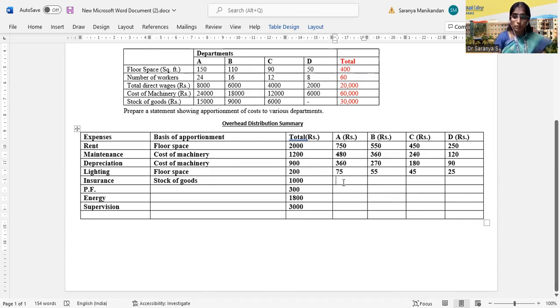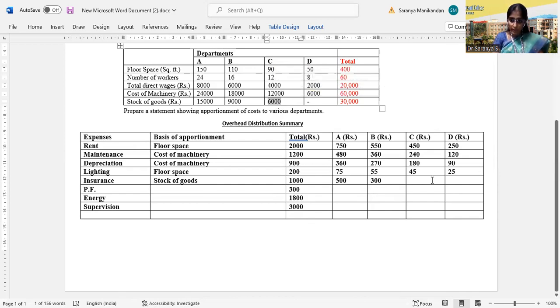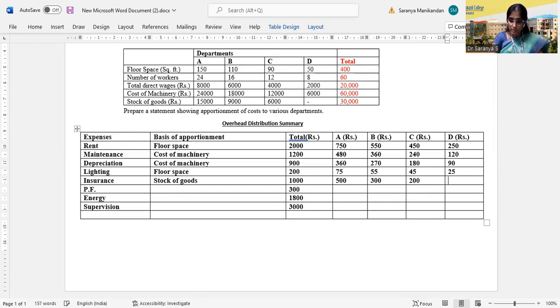1,000 into 15,000 by 30,000. So how much you will get? 500. Okay, then 1,000 into 9,000 by 30,000. You will get 300. Then 1,000 is the cost, and for C it is given 6,000. So 1,000 into 6,000 by 30,000, you will get 200. And for D department it is just nil. So we are not going to write anything.